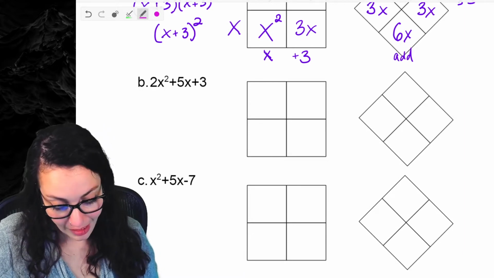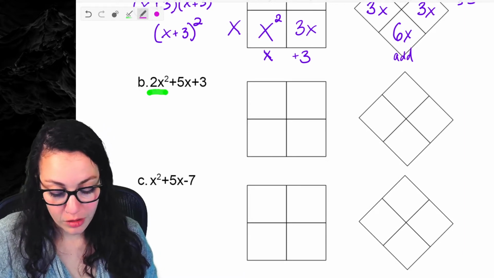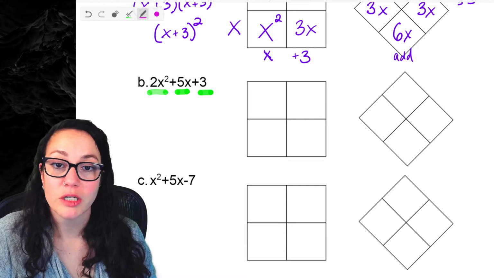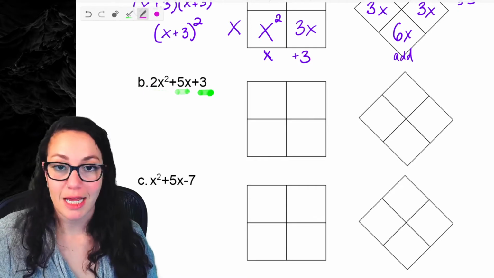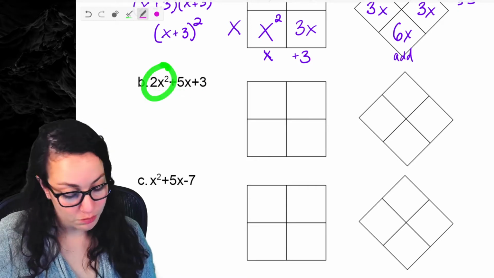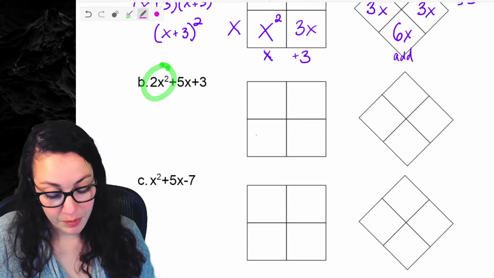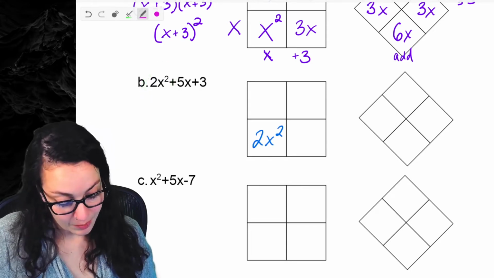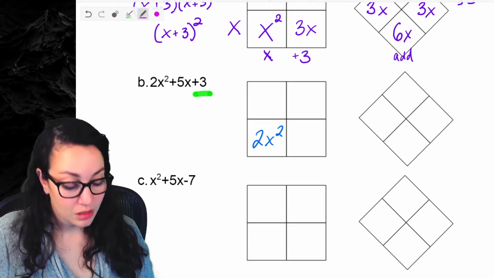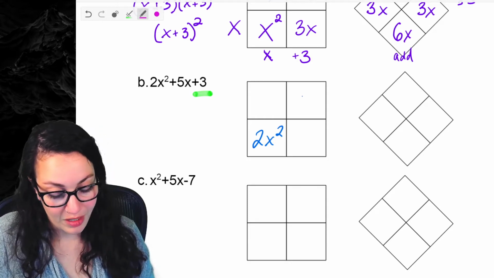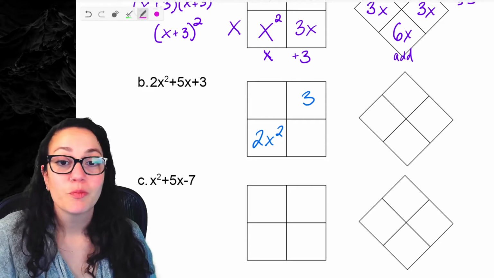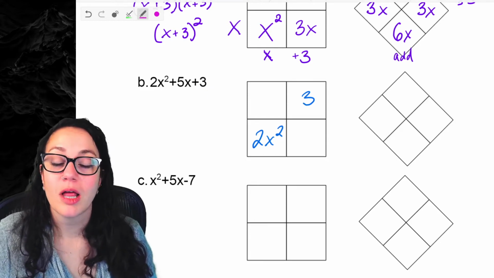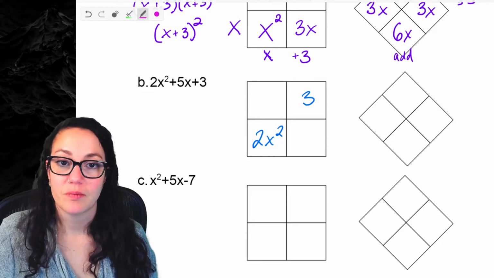So now we have 2x squared plus 5x plus 3. I'm going to start in the exact same place. I'm going to take my quadratic term, the 2x squared, and I'm going to place it in the bottom left. Then I'm going to take my constant term, the 3, and place it in the top right corner of my area model. Now, I can't go any further in my area model. I have to switch over to my diamond.